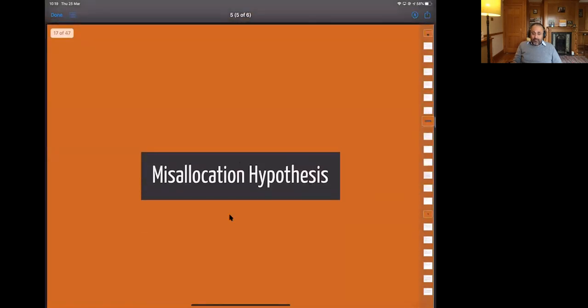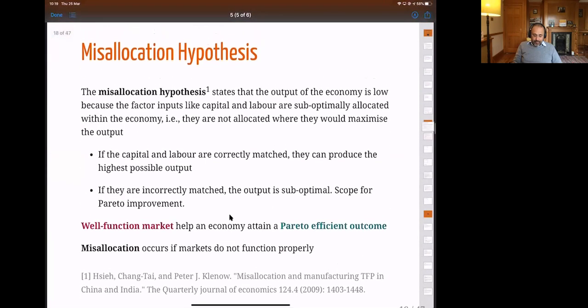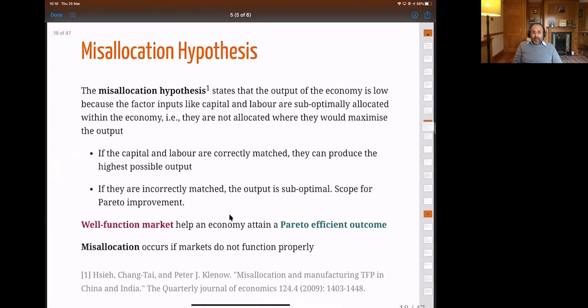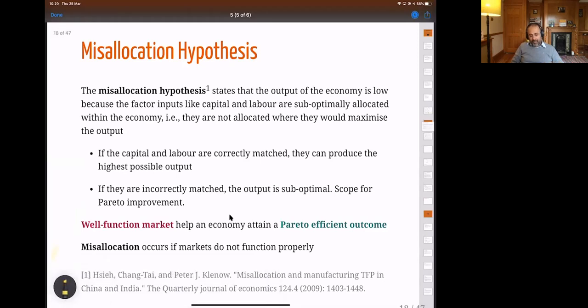Why are we talking about productivity? Because the misallocation hypothesis says something about productivity. So what is the misallocation hypothesis? Right. Now, when we come to the misallocation hypothesis, we're talking about something that was born, the idea was born with a paper 11 years ago, actually 12 years ago, in 2009. Hsieh and Klenow wrote this paper in 2009. So it's a really new idea.